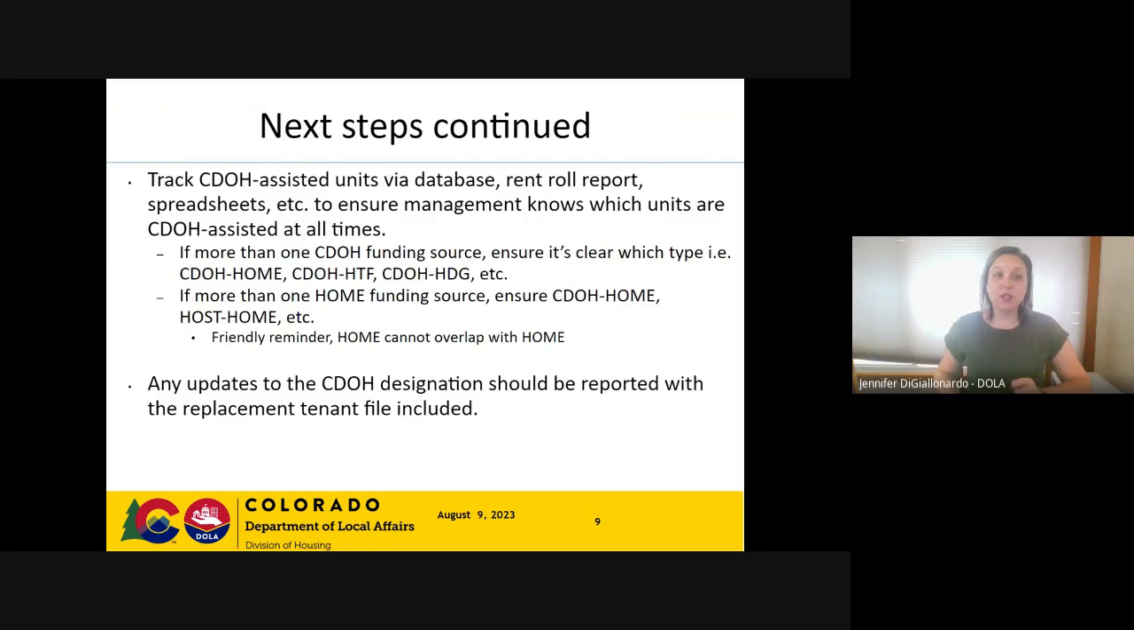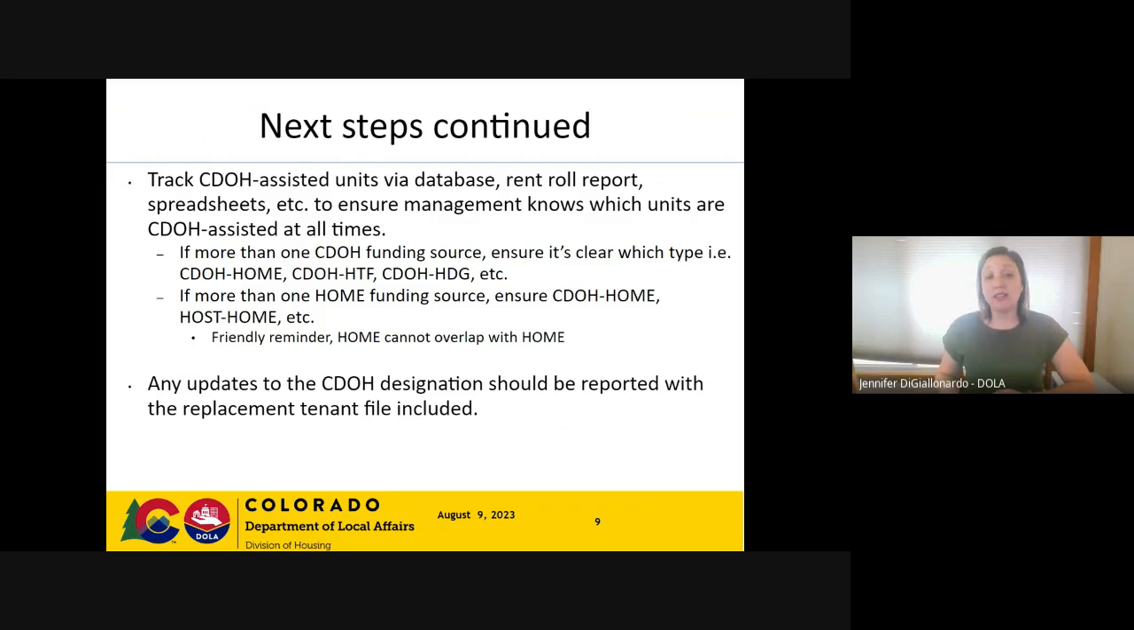We highly recommend tracking CDOH units via a database, a rent roll report, spreadsheets, etc., to ensure management knows which units are CDOH assisted units at all times. It is on management and ownership to determine those HOME assisted units and track them throughout the period of affordability. So if Division of Housing comes on site for a monitoring, we're going to look to you guys to say these are our CDOH assisted units.